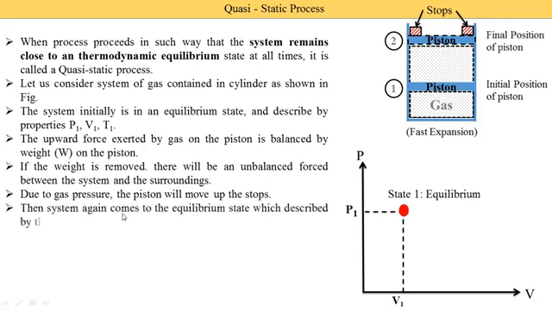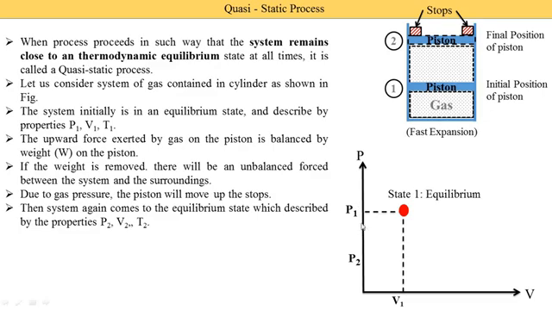The system again comes to the equilibrium state, which is described by the properties P2, V2 and T2. Means after the final position, the piston again comes to equilibrium state, and this equilibrium state is described by the pressure P2, volume V2 and temperature T2.